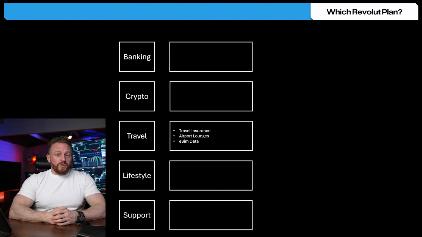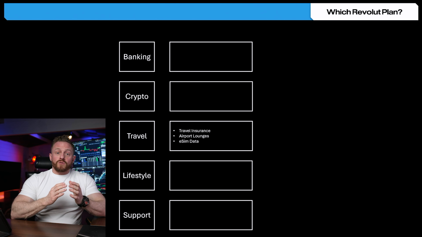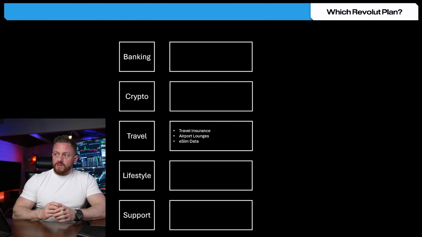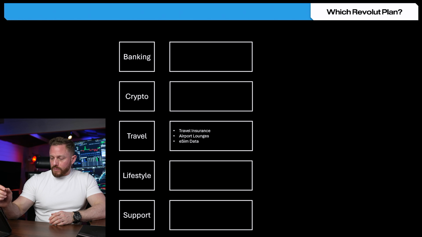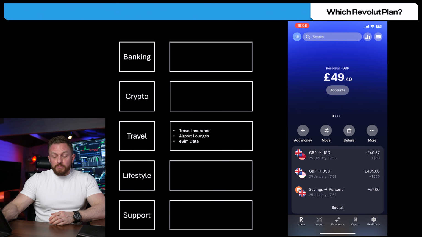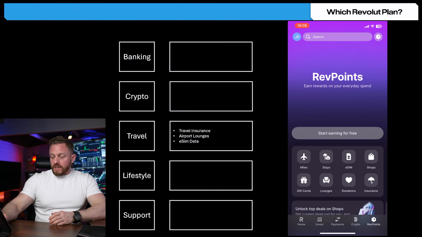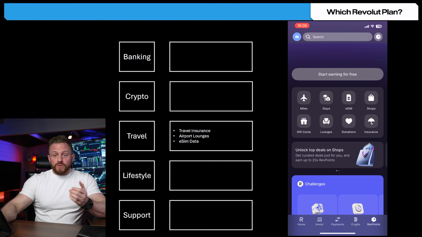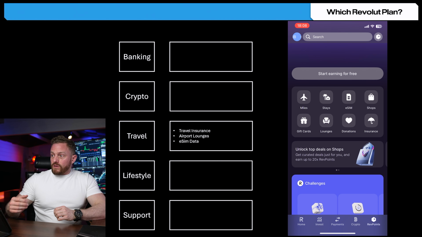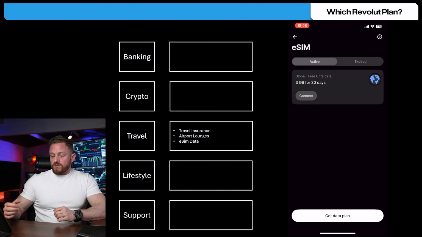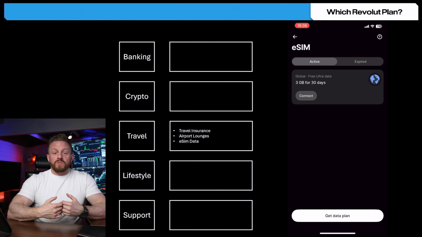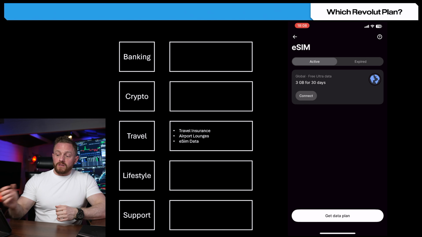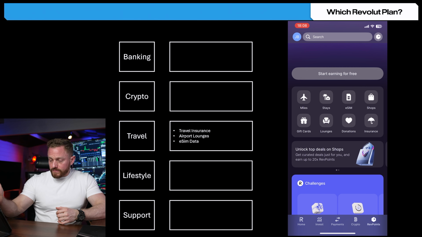The next category of features is in travel, and to access these benefits on the app, you click on the Rev points area. And here it will show you a range of different things. The first one to look at here is the eSIM. So this is where you get an electronic SIM no matter where you are in the world, and you get either discounted or free data depending on the plan.